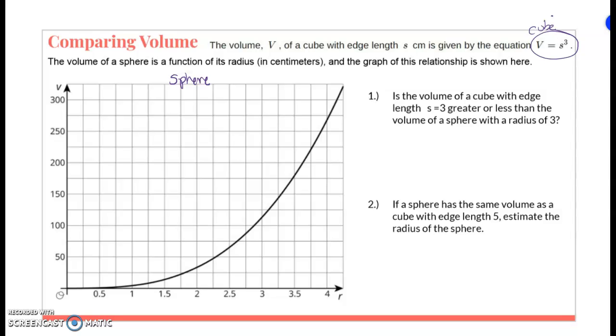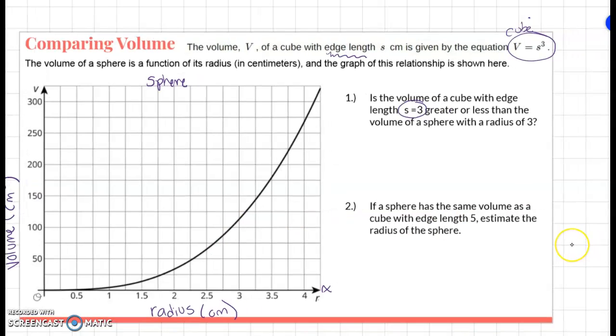So I know I'm going to actually label here. It says the radius, which is going to be the x-axis. We can see with this little r here. I'm going to label the axes so that way when I go to answer these questions, I can instantly know what it's talking about. So is the volume of the cube with edge length, which is matched up here, s equals 3, greater or less than the volume of the radius of 3 for the sphere?